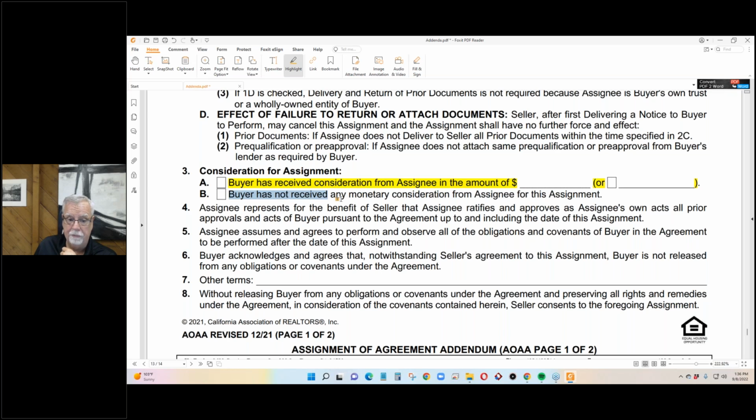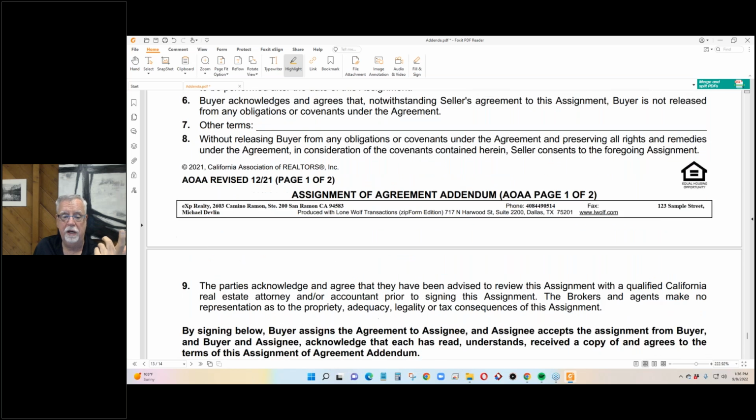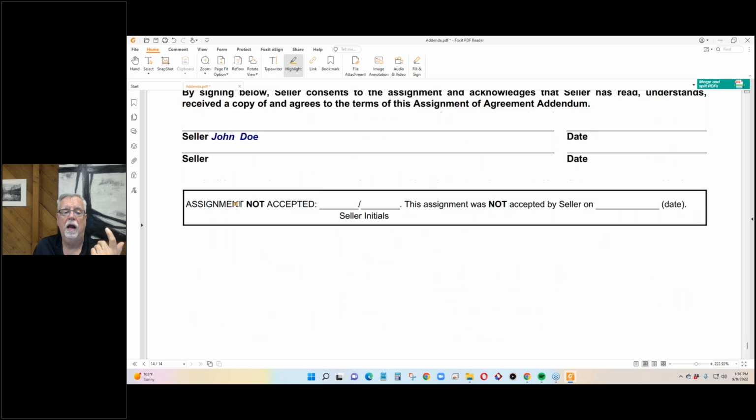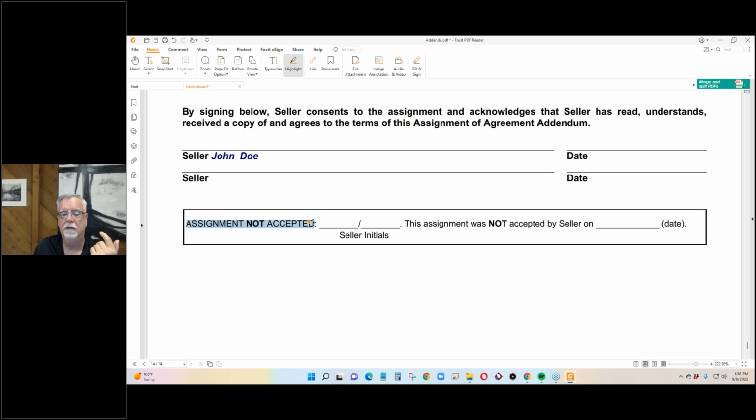But if it's being flipped and you're getting paid, you're supposed to put that in. Most of the time that we're dealing with it, we're talking about LLCs and trusts and adding a relative for purposes of qualification. Other terms, if you're writing stuff there, you're probably doing something wrong. Everybody signs it. Notice this even has an assignment not accepted. Now, it says in the contract the seller is supposed to use good faith, and they're not supposed to unreasonably prevent you from assigning. But if they don't sign this, then it isn't going to be assigned, right? If they don't sign it.